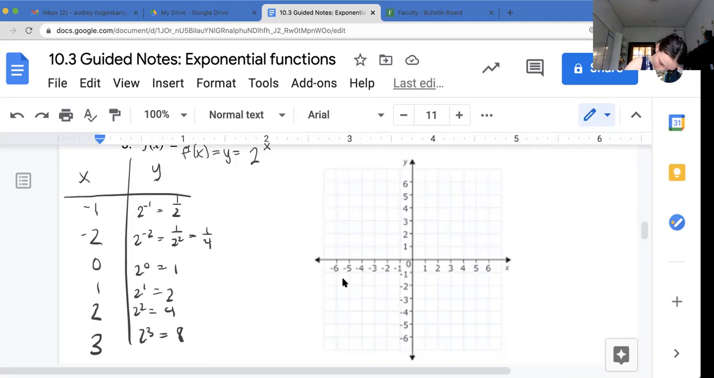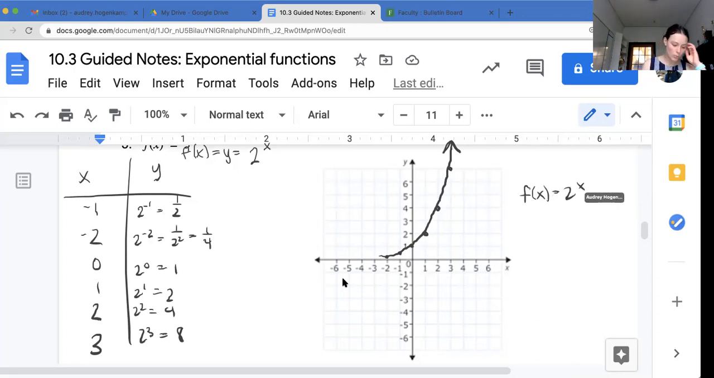So let's look at my points. I have -1, 1/2, -2, 1/4. That one's a little bit hard to get to. 0, 1, 1, 2, 2, 4, and 3, 8, which is somewhere up there. So I can see that my graph is going to kind of curve up through like that. And that is my graph of f of x equals 2 to the x.